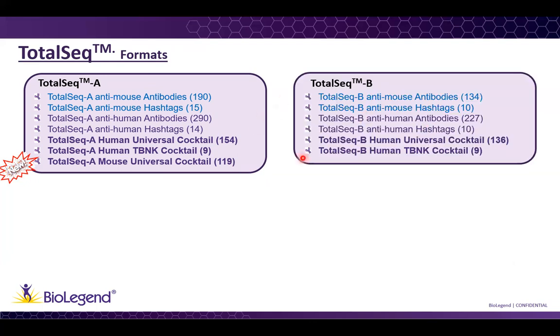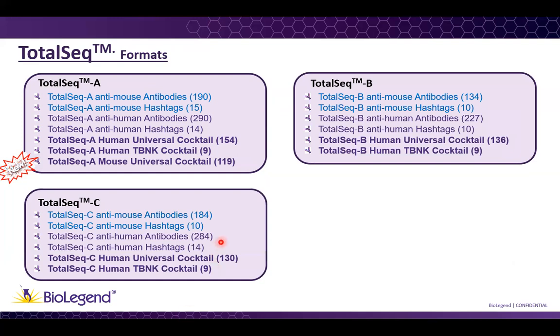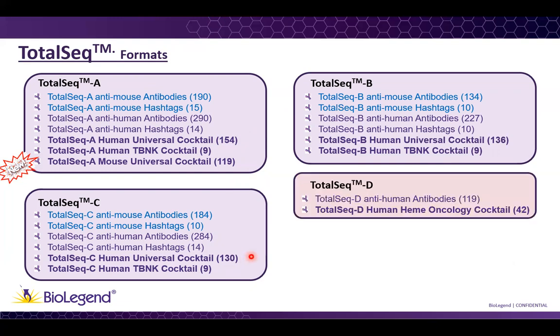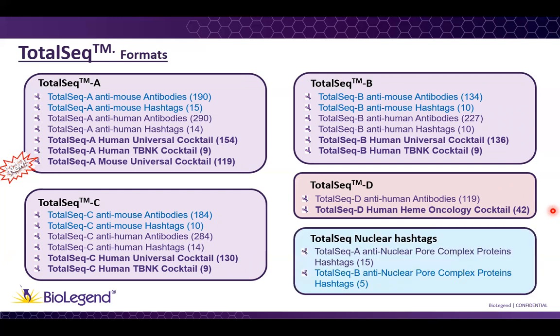Similarly, we have a variety of antibodies for TotalSeq B, very similar to TotalSeq A, just missing the mouse cocktail, and TotalSeq C. Again, just to highlight the number of antibodies contained in the different cocktails, mostly in the universal cocktails. We also have TotalSeq D. In this case, we only have antibodies against human. We have individual antibodies and the human heme oncology cocktail containing 42 different antibodies. And also for those interested in profiling gene expression in cells that are difficult to isolate and use single nuclei RNA sequencing, BioLegend offers a line of TotalSeq nuclear hashtags in TotalSeq A and B formats. In both cases, these hashtags target the nuclear pore complex proteins.